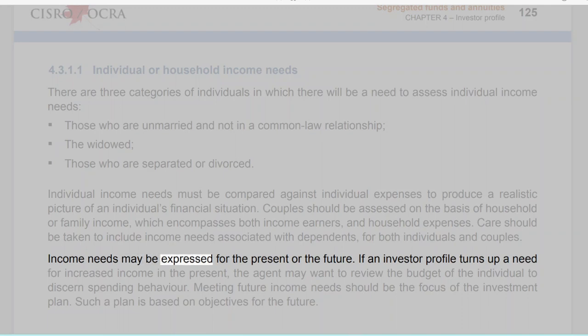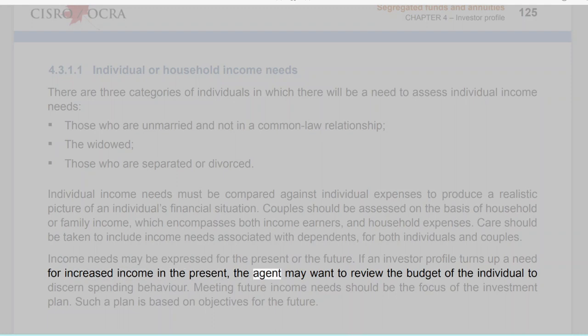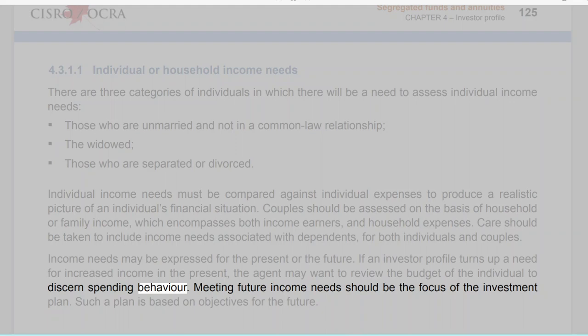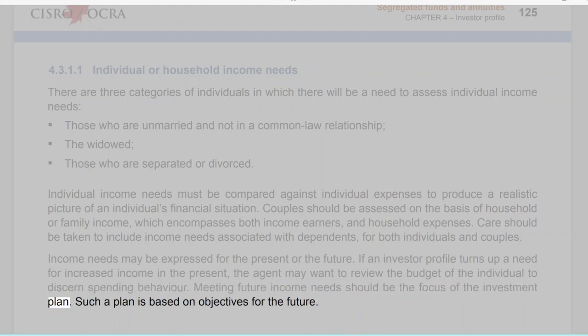Income needs may be expressed for the present or the future. If an investor profile turns up a need for increased income in the present, the agent may want to review the budget of the individual to discern spending behavior. Meeting future income needs should be the focus of the investment plan. Such a plan is based on objectives for the future.